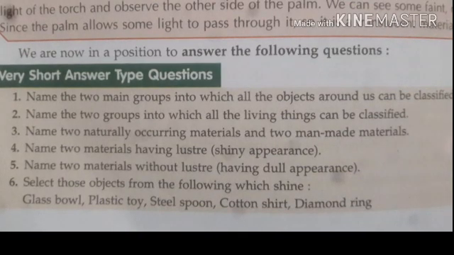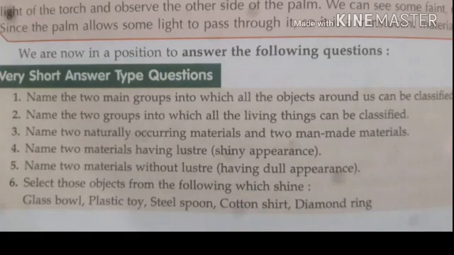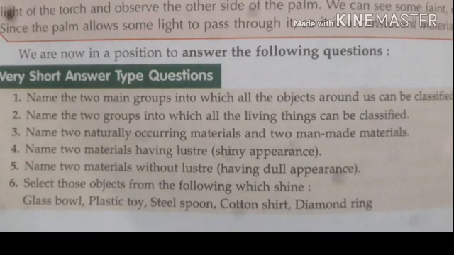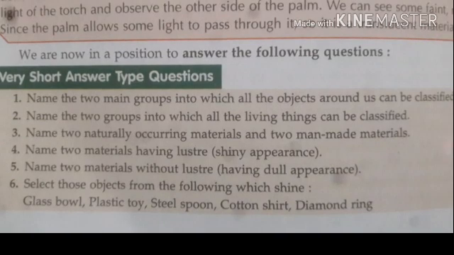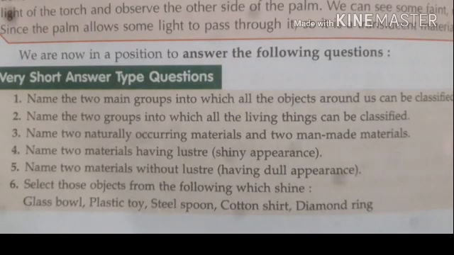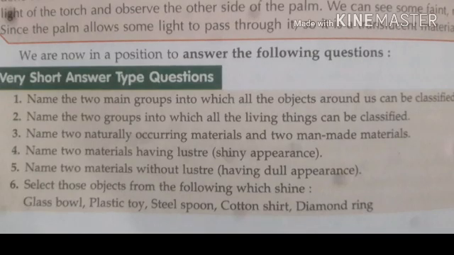Next, sixth question, select those objects from the following which has shine. Glass bowl, steel spoon, diamond ring, they shine. Next, seventh question, state whether the following statements are true or false. Chalk dissolves in water, it is false. Sugar does not dissolve in water, it is also false. Oil mixes with water, it is false.